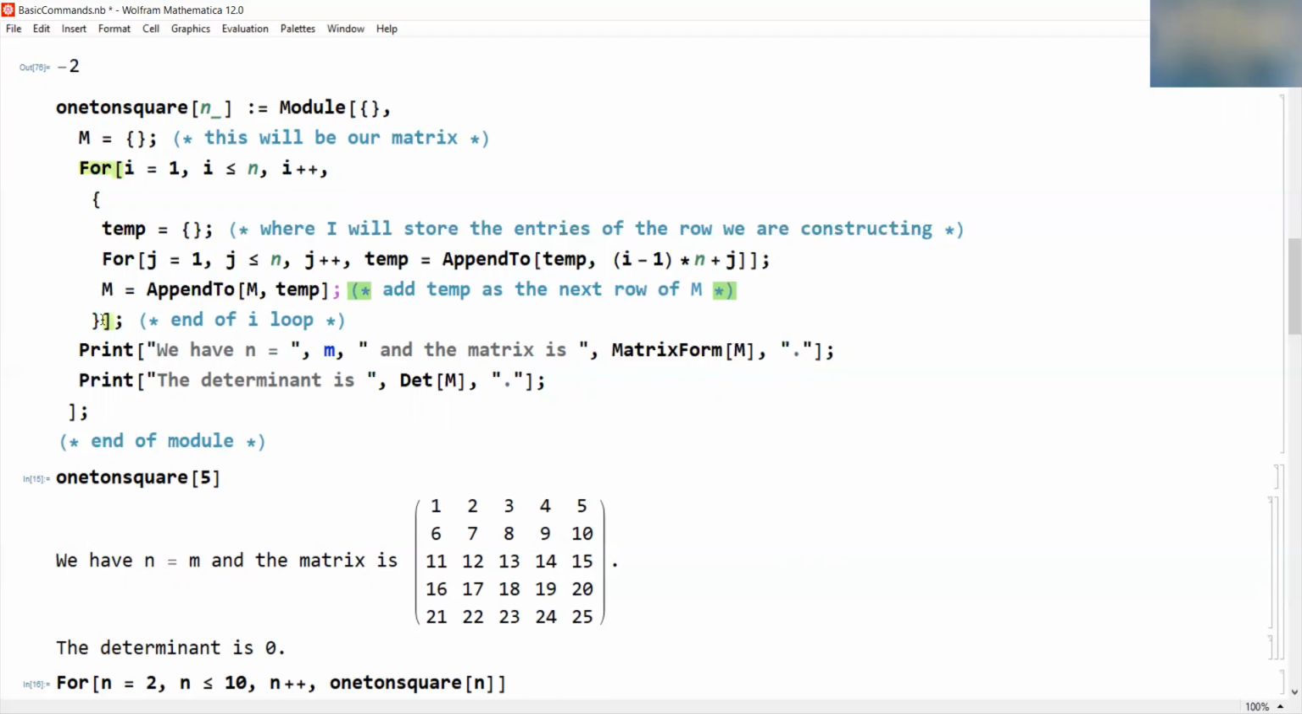And now I go back and I do the i loop again. I do the command again. And now i equals 2. So I initialize temp again to be empty. And then j goes from 1 to n. Now because i equals 2, I'm going to have n plus j. So I'm going to have n plus 1, n plus 2, all the way up to 2n. And so on and so on and so on. This is going to just give me the matrix from 1 to n squared that we had as one of the extra credit problems. And so now, Shift-Enter compiles it.